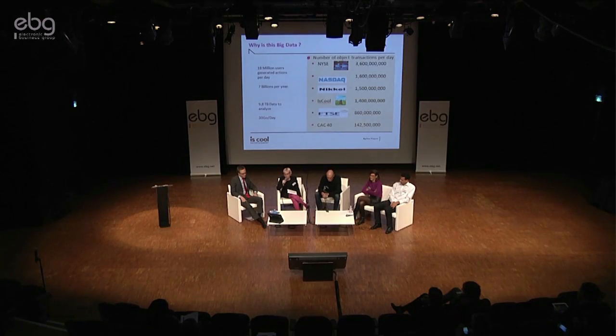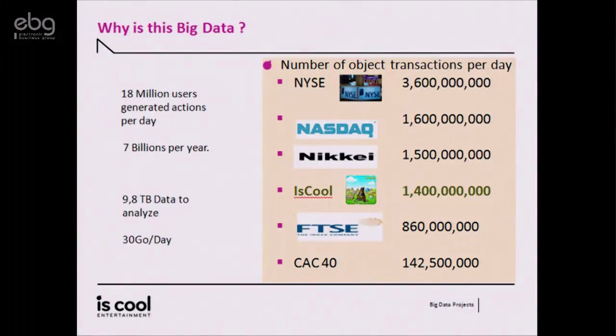At IsCool, we collect a lot of data. You can see that the virtual good exchanges generate a big volume. We have 1,400,000,000 exchanges each day. It's equal to the financial transactions you can see at Nasdaq, for example. Each day we have 30 gigabytes of data to collect, and it's very difficult to collect and analyze that.